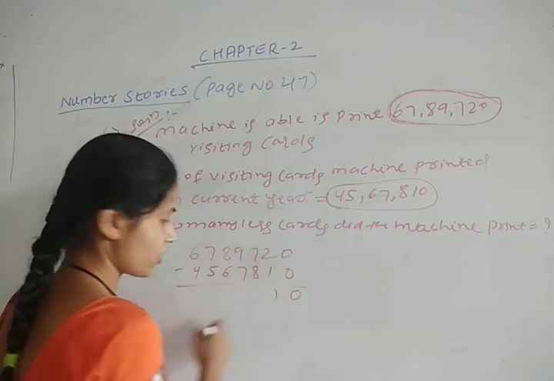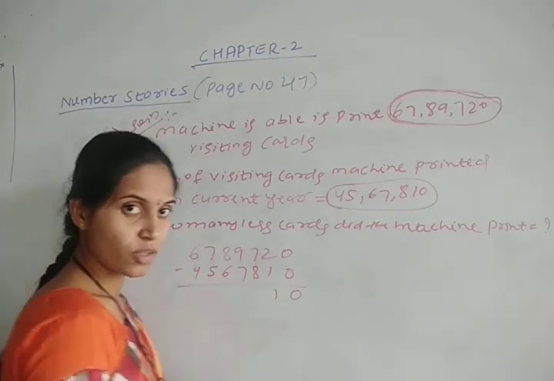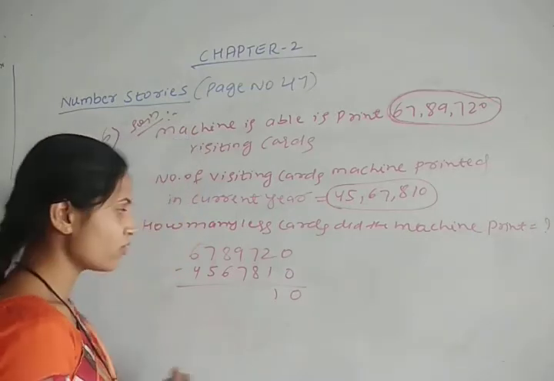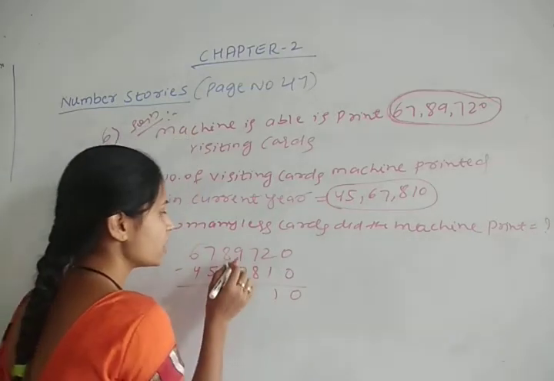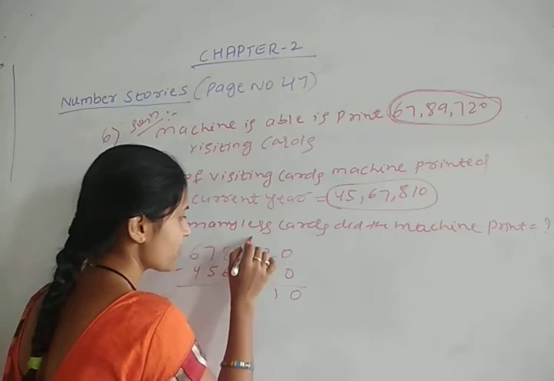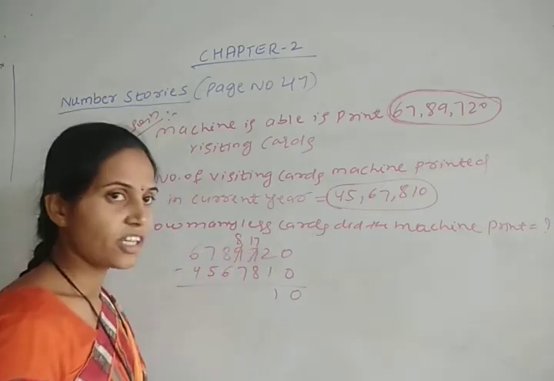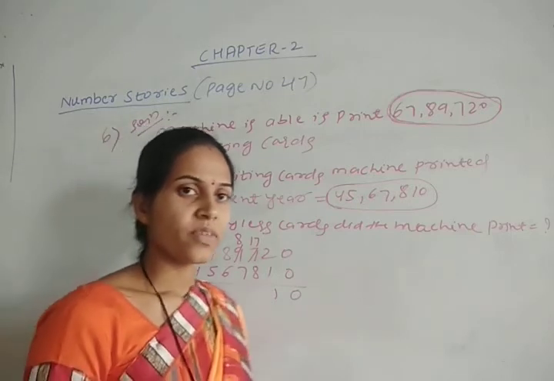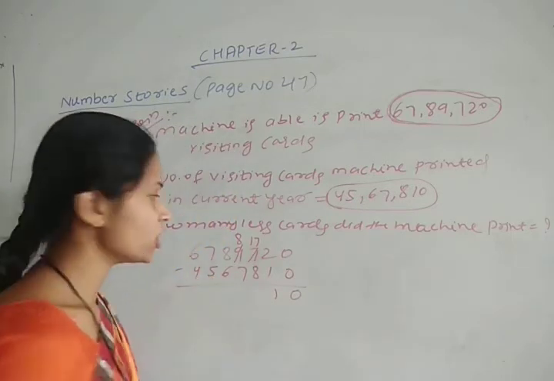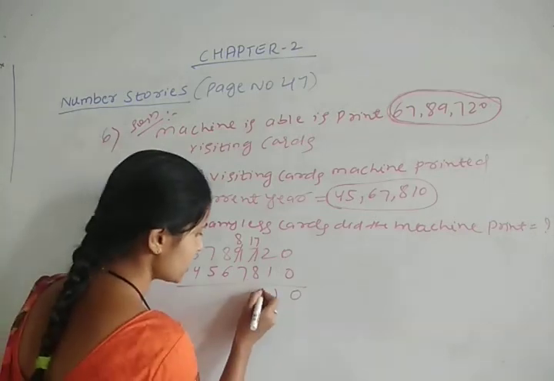2 minus 1 is 1 only. 7 minus 8 is not possible because 7 is smaller than 8. For that, I will take 1 borrow from this 9, then this 7 becomes 17. We are left with 8 here. Now 17 minus 8 becomes how much? If you do the calculation, we will get 9.